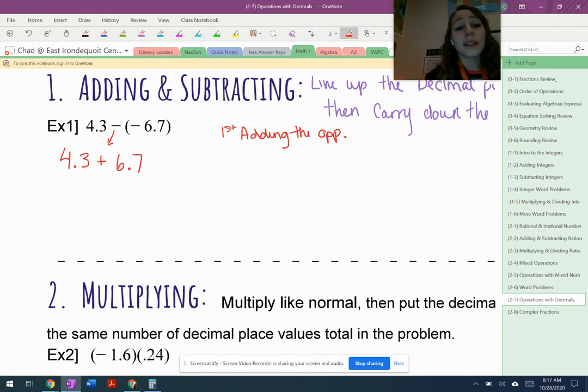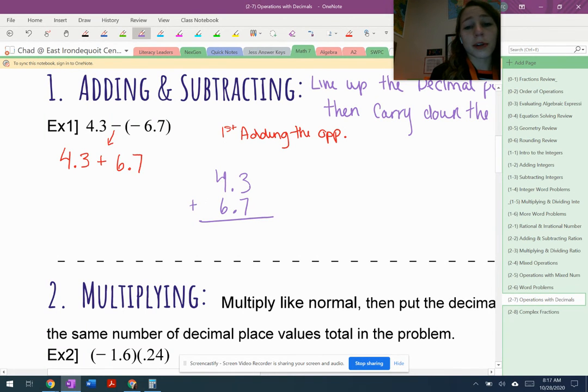Okay, so now really, I'm just adding those two as normal. So line up the decimal points. Let's go back to purple. 4.3, 6.7, add as normal: 7, 8, 9, 10. 6 plus 4 is 10, plus 1 is 11, and then just carry down that decimal point. So my final answer here is 11.